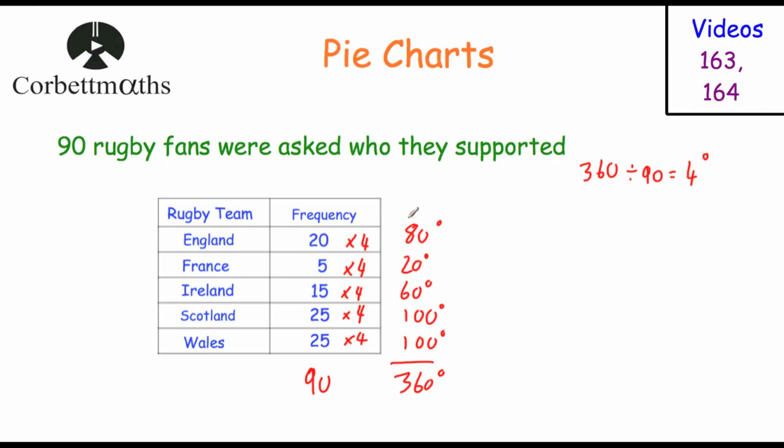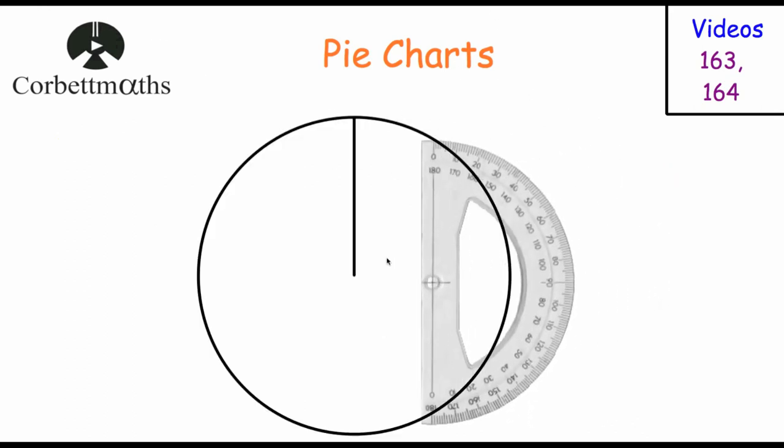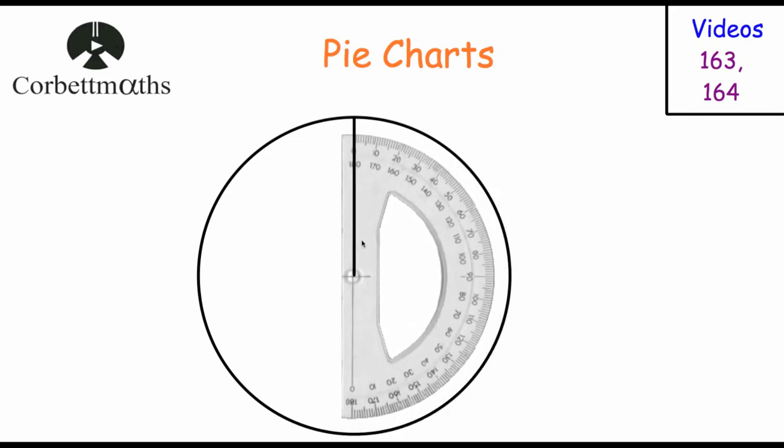Okay, so we're going to draw 80 degrees for the English fans. Let's start off by going to our pie chart, and we're going to get our protractor and line it up like so. The cross goes in the center of the circle, and then the zero goes at the top. We're drawing an 80 degree angle, so we go around to where 80 degrees is, so that's here, and we'll do a little dot.